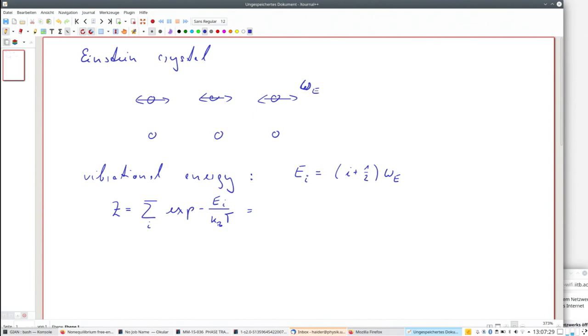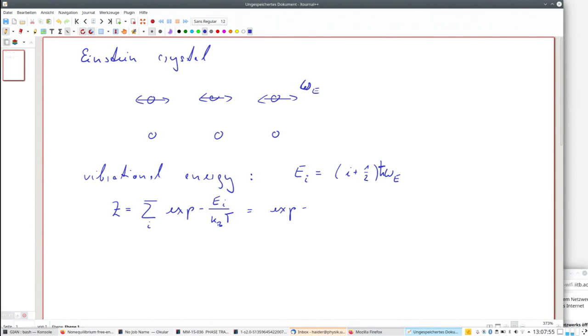For these energies here. In principle, it does not matter whether we take one atom or n atoms because they all contribute the same. And we can take out this second factor, this 1/2 omega e. So this results, I forgot the most important one, that's the h bar here.